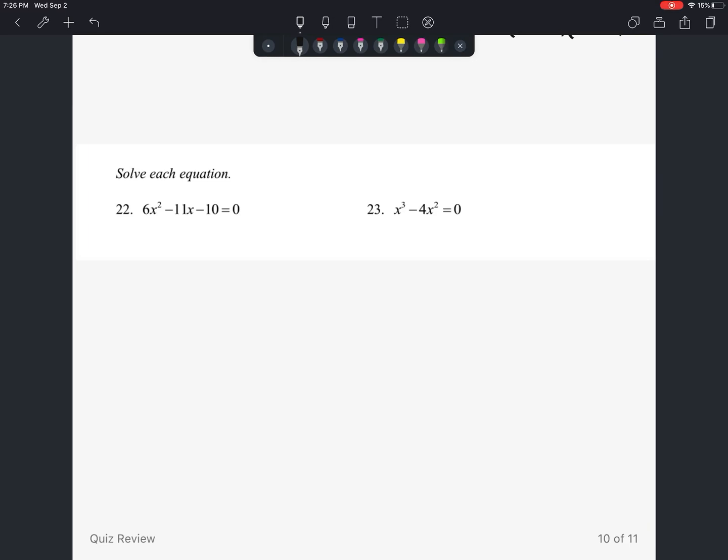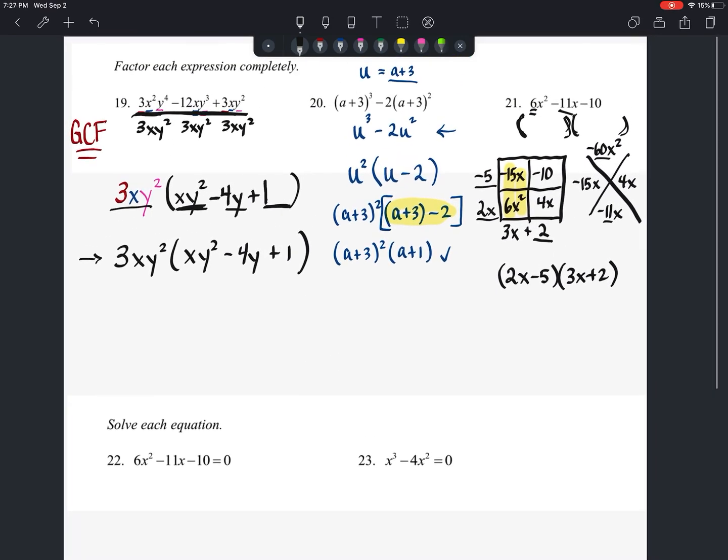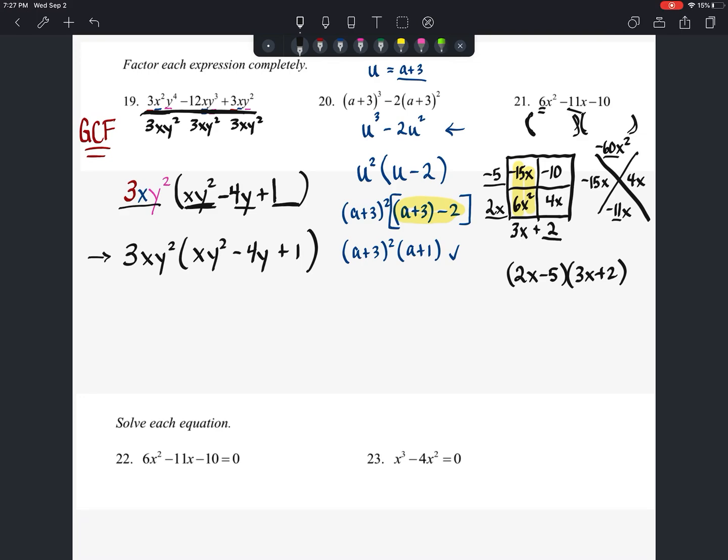So, the directions state solve each equation. 22 is 6x squared minus 11x minus 10 equals 0. It's a quadratic. Remember, quadratics, we always want to set them equal to 0. If you want to use the quadratic formula, be my guest, but I think that's the harder method. If you know how to factor, and we just factored this one on the previous problem, so if you're not sure how to factor it, go back and look at the video for 19, 20, and 21.